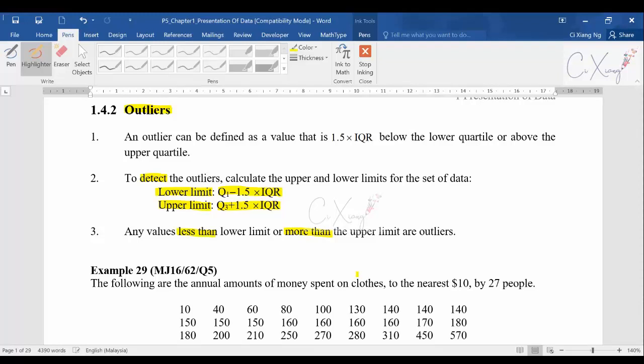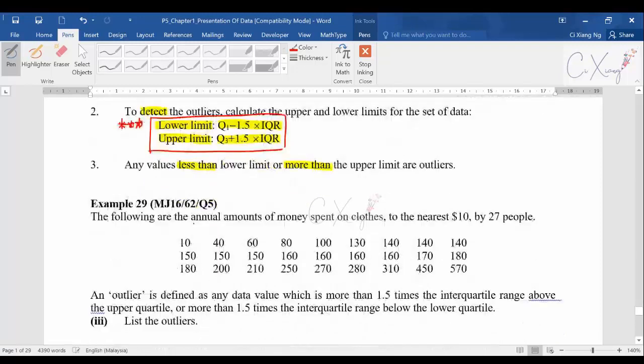By following the guideline given here, it is much easier when you want to decide. For the lower limit and upper limit formulas, usually they will not be provided in the formula booklet, so just make sure that you remember these two before you go to the exam. All right, so this is what we have for the outliers part.